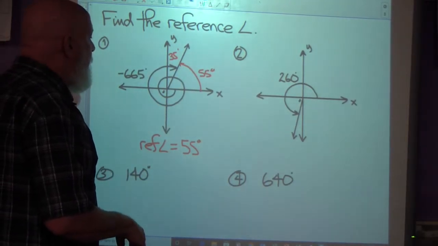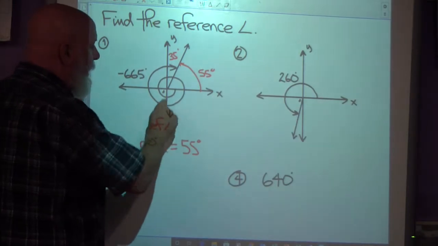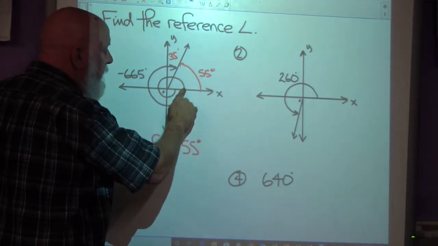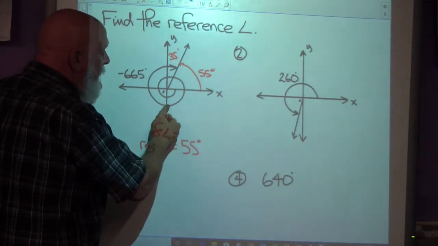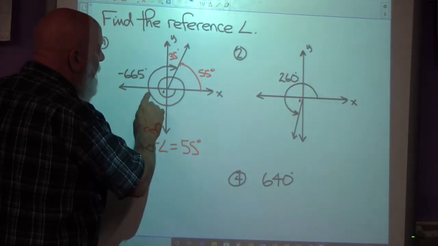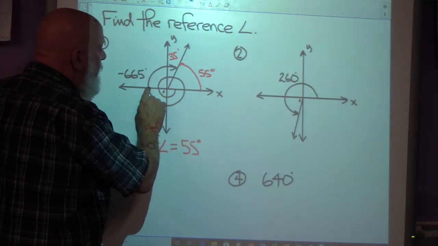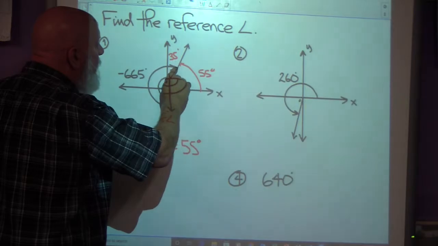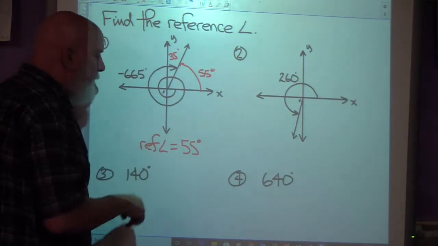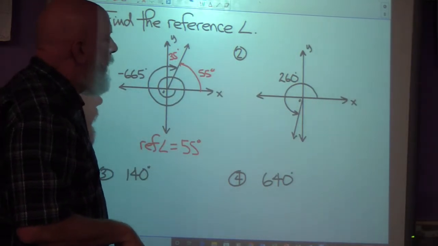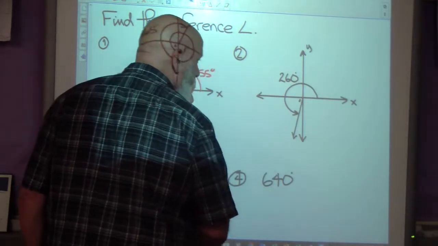Okay? And I'm going to count that again just to make sure I got that right. There's 360 plus 90 is 450, 540, 630, 635. Yay! Okie dokie. Let's find this reference angle.